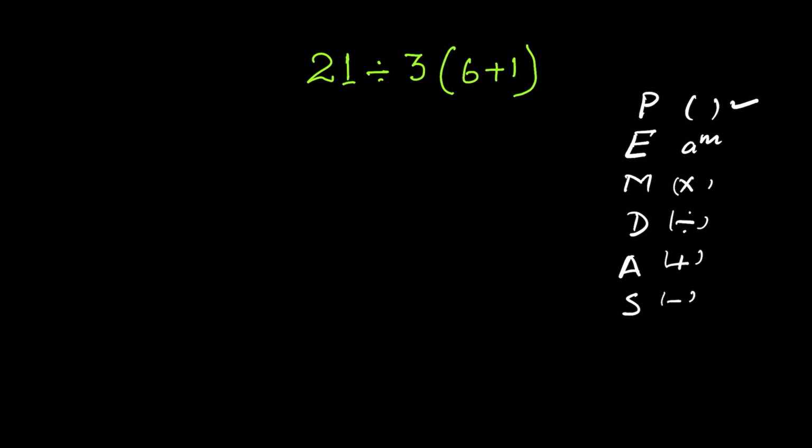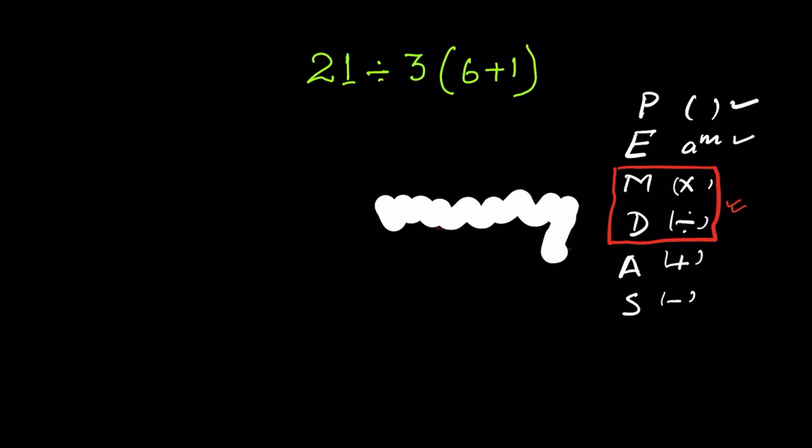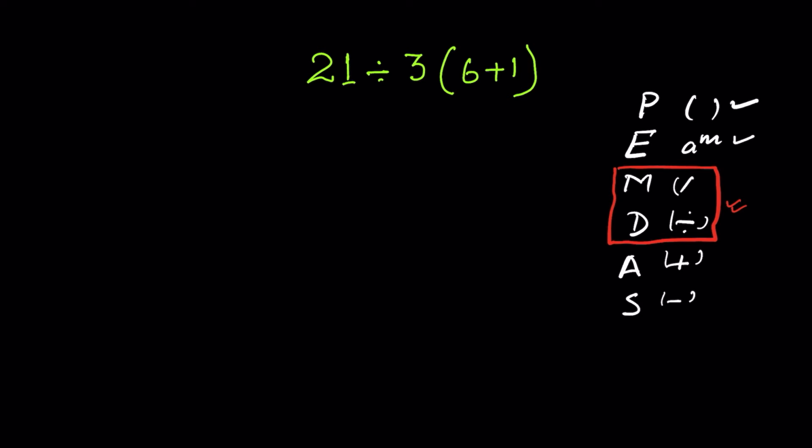First we solve parenthesis, then comes exponent. However, multiplication and division are grouped together because they have equal priority. They are reciprocal actions. For example, if you multiply 4 times 2, this is also equal to 4 divided by 1 upon 2. The reciprocal of 2 is 1 upon 2, and division gets converted into multiplication, or you can convert multiplication into division. Therefore, they are reciprocal actions. We cannot give priority to one action over another.